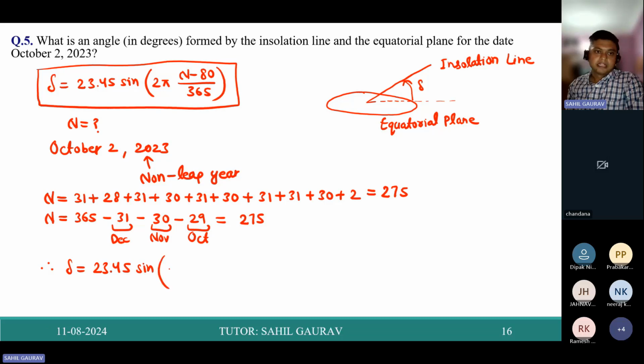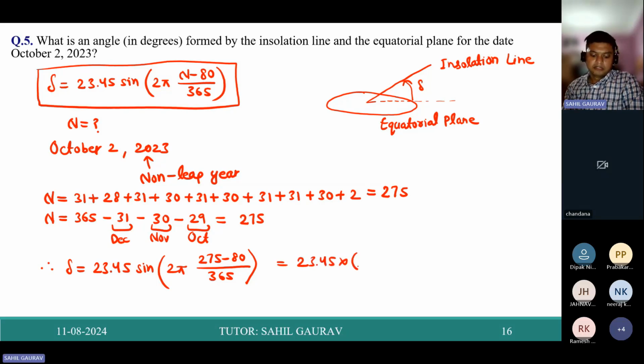Therefore, this declination angle is 23.45 sin(2π(275 − 80)/365). So you will get this value as 23.45 into minus 0.2135. So it is minus 5.007 degree. It is equivalent to minus 5 degree.